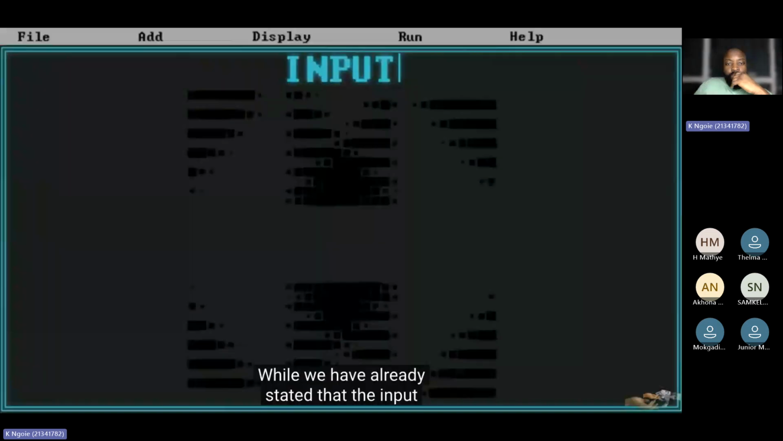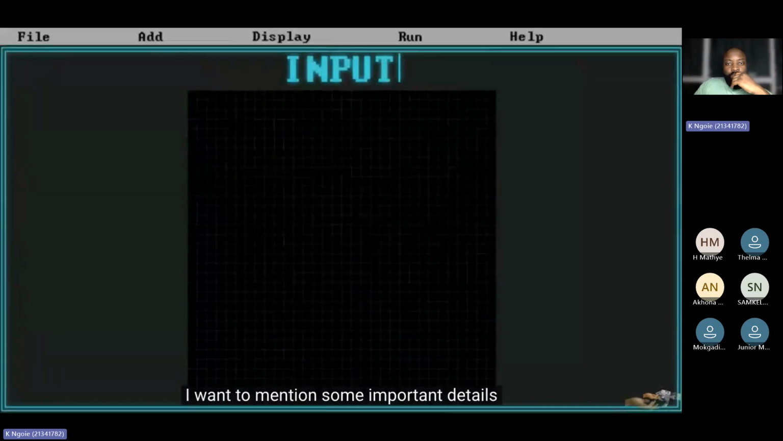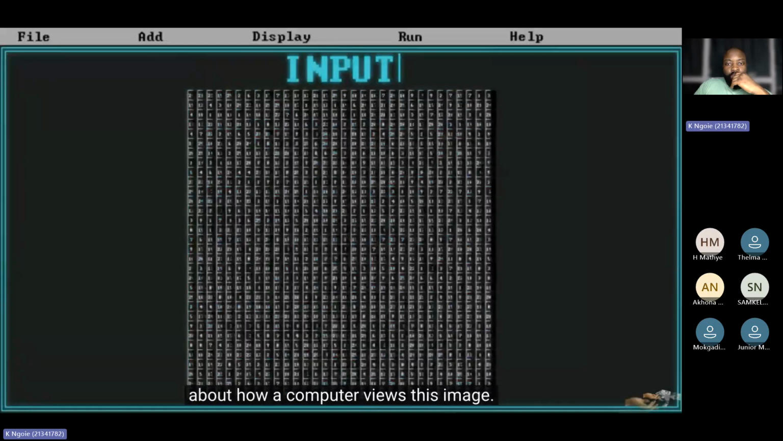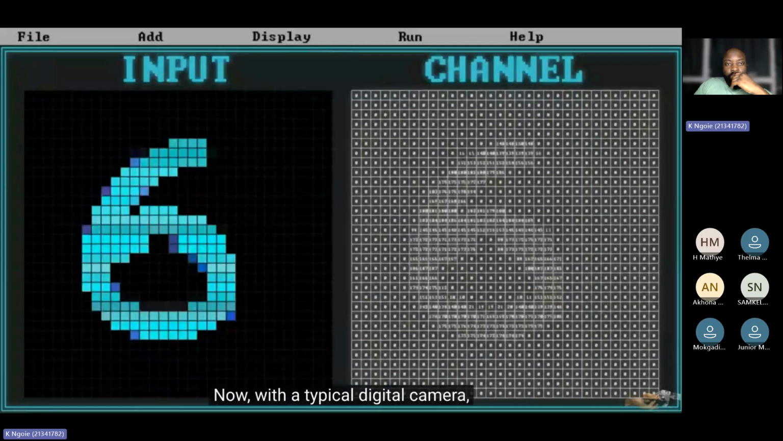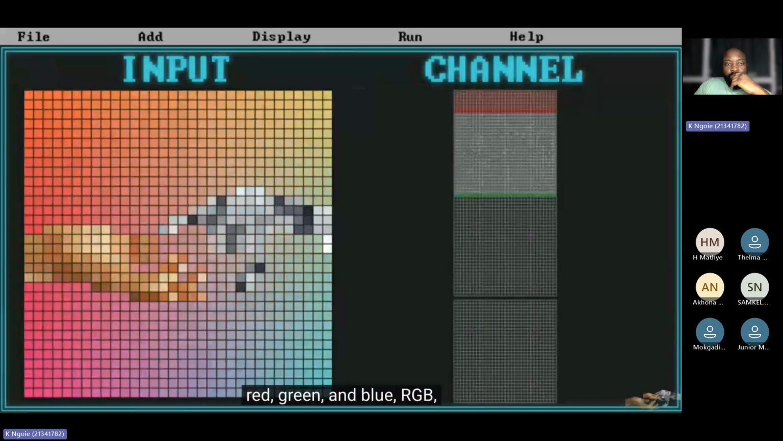the input. While we have already stated that the input is the individual pixels of the image, I want to mention some important details about how a computer views this image. Every image in a digital device is stored as a matrix of pixel values. This is referred to as a channel, a certain component of an image. Now with a typical digital camera, every image will have 3 channels, red, green, and blue, RGB, which you can imagine as 3 2D matrices stacked upon one another.